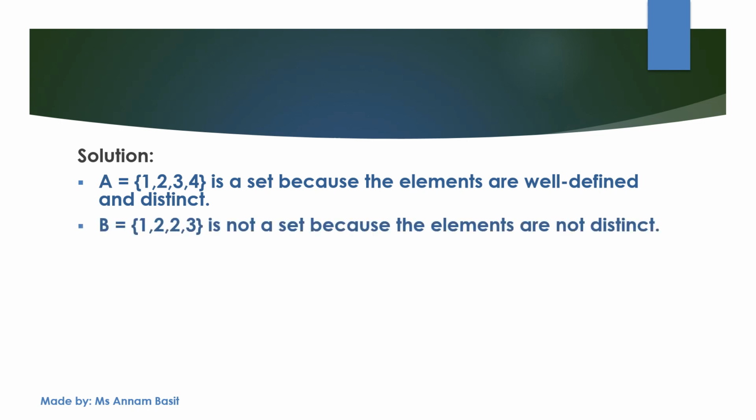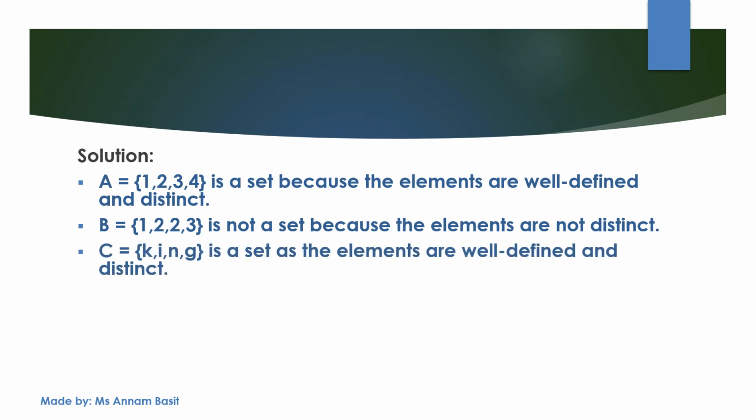Now look at the set B, which was {1, 2, 2, 3}. So B is not a set. Why? Because the elements are not distinct. Even though the elements are well defined and clearly mentioned, they are not distinct. 2 is repeating itself. That's why it cannot be called a set.